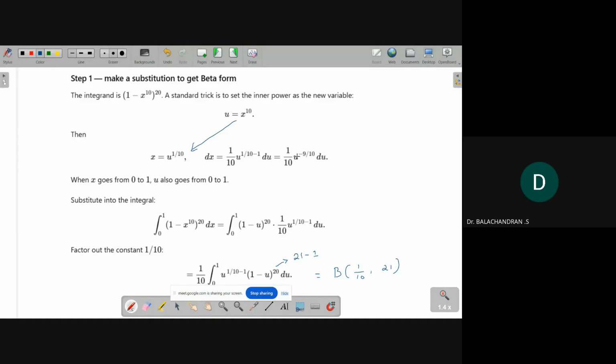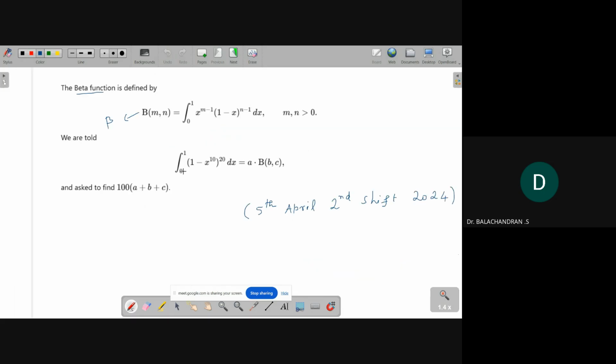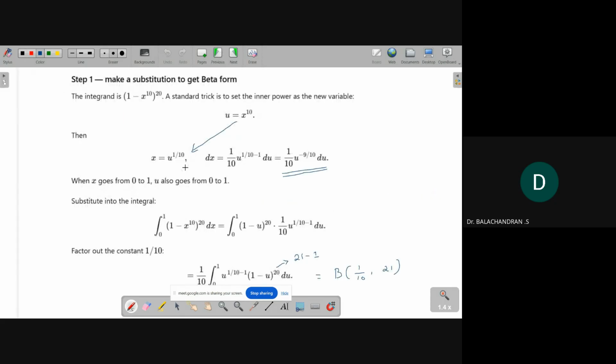That is equal to 1 by 10 u power, if we take 10 as LCM, 1 minus 10, that is minus 9 by 10, into du. This is the dx value. Now what about the limits for x? x ranges from 0 to 1. After the substitution, I am going to check the limits. When x is equal to 0, u is also 0. When x is equal to 1, u is also 1. So u also goes from 0 to 1.